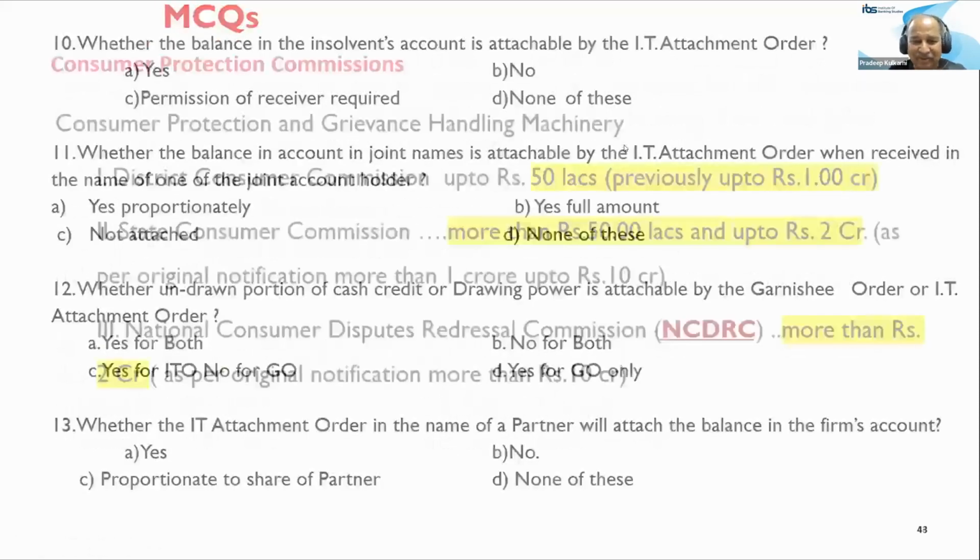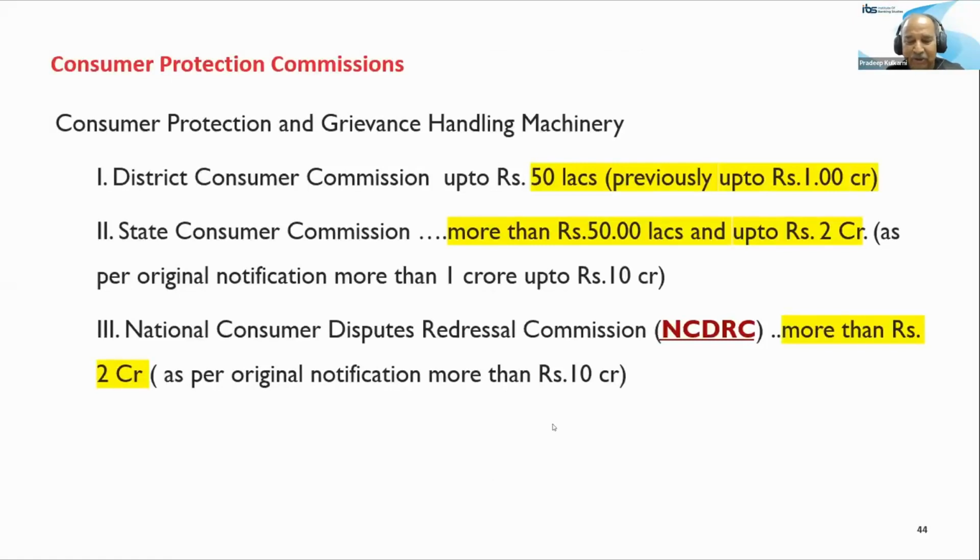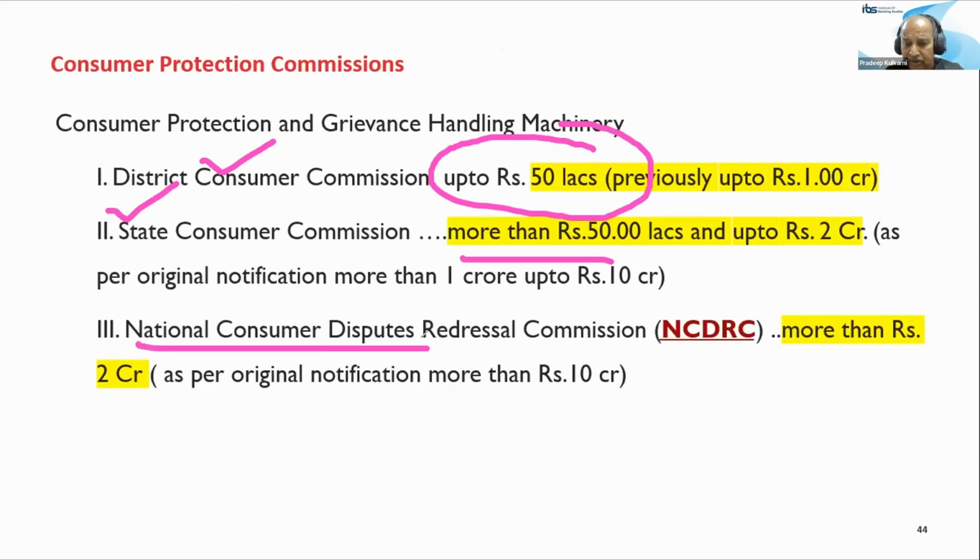I am not going to discuss all the questions. Then consumer protection, I'll share these questions with you. This entire presentation I'll be sharing. Please make a note. Consumer Protection Act, the grievance handling machinery. A customer can make a complaint either to the Banking Ombudsman or to the Consumer Redressal Commission. District Consumer Redressal Commission, cases up to 50 lakhs. State Consumer Redressal Commission, cases more than 50 lakhs and up to 2 crore. And the National Consumer Dispute Redressal Commission, more than 2 crores, any amount.